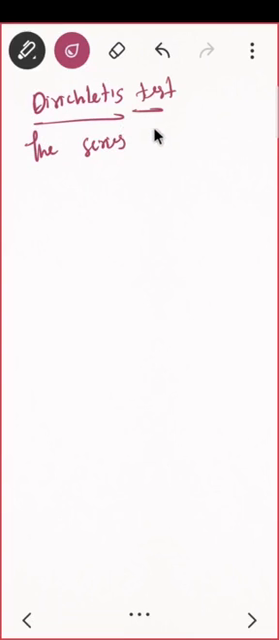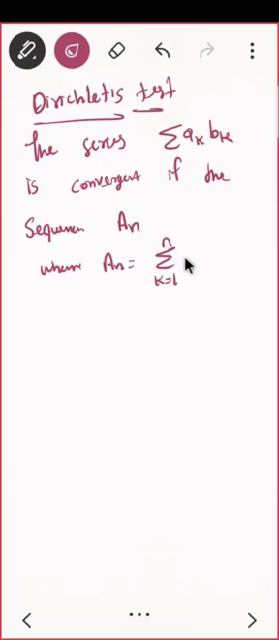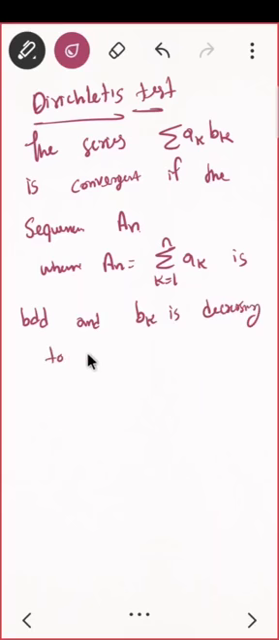Just one second, both follow the same pattern. The series summation of ek bk is convergent if the sequence en, where en is the sequence of partial sums, the sum from k equal to 1 to n of ak, is bounded and bk is decreasing to 0. So this is the statement.